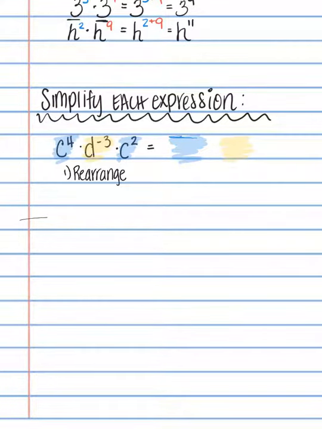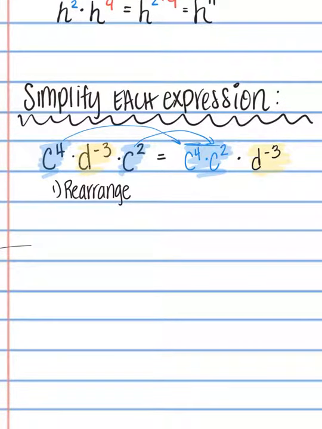And remember that we're multiplying, so we need to keep that multiplication going on. So I'm going to keep my C to the 4th times C squared. I just simply pulled this guy here and I pulled this guy here. I'm just simply rearranging the order. And then I multiply by D to the negative 3rd. This is the exact same thing. It's just a different order.